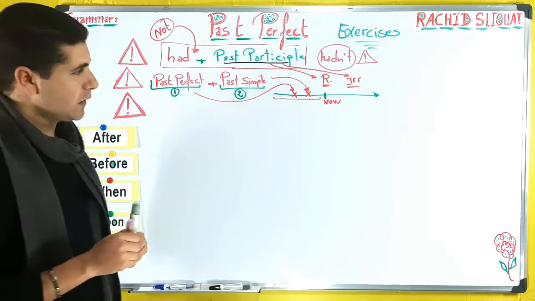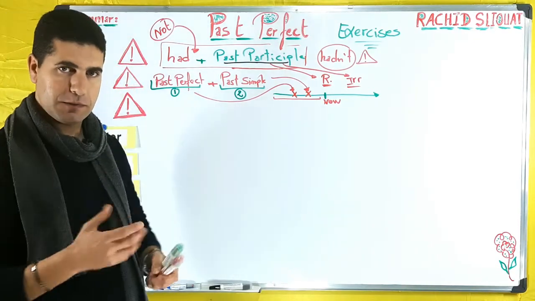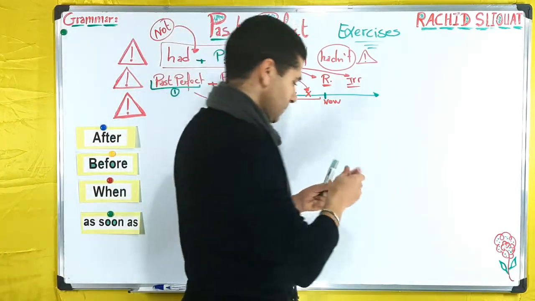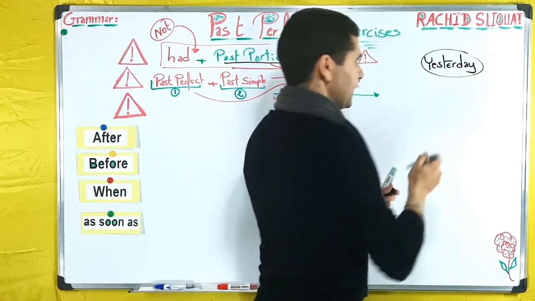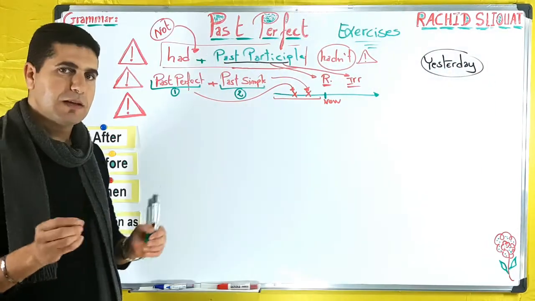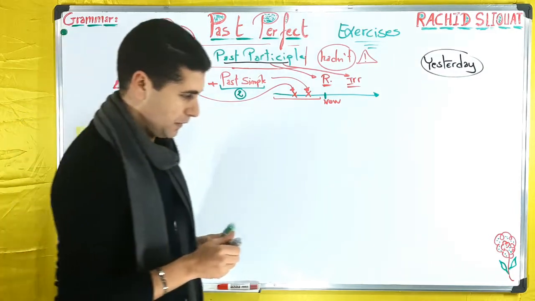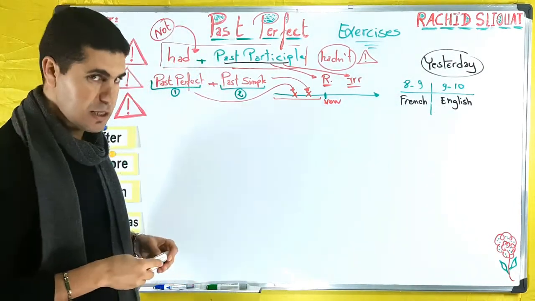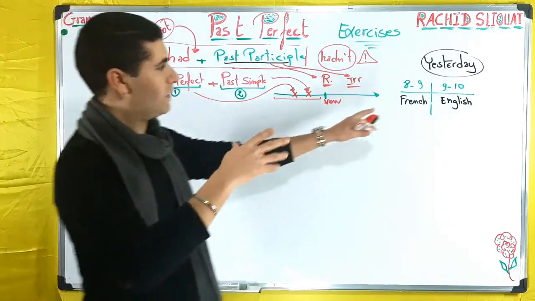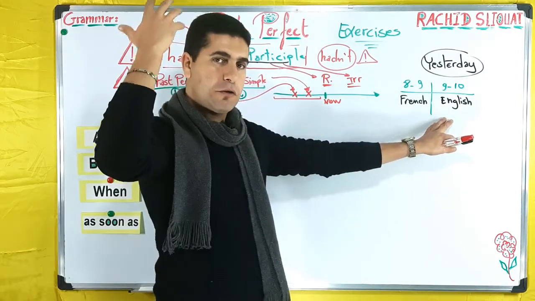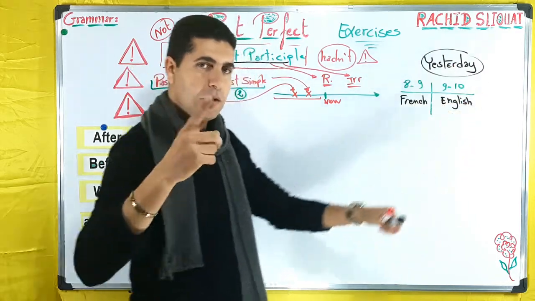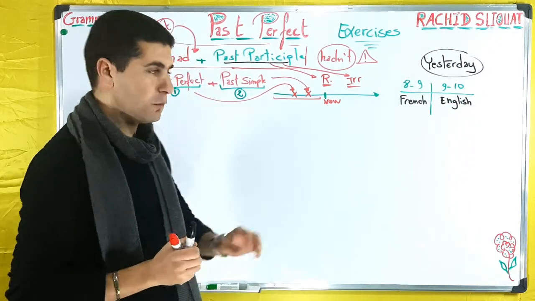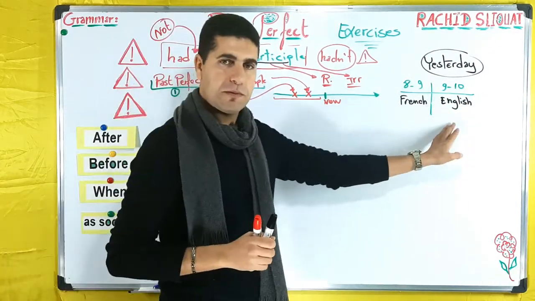All right, let's take a very simple example. Let's talk about, for example, yesterday, which has to do with the past. Let's take an example of studying. Action number one is studying French, and action number two is studying English. Both of them belong to the past, yesterday. Now here, which one are we going to use with the past simple and which one with past perfect?